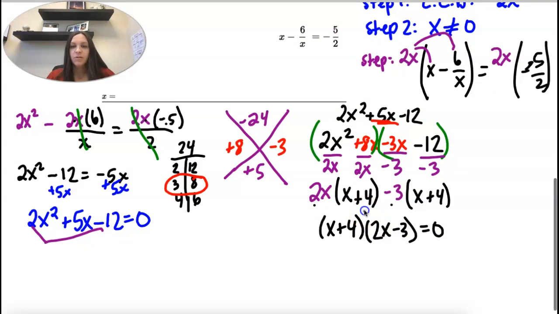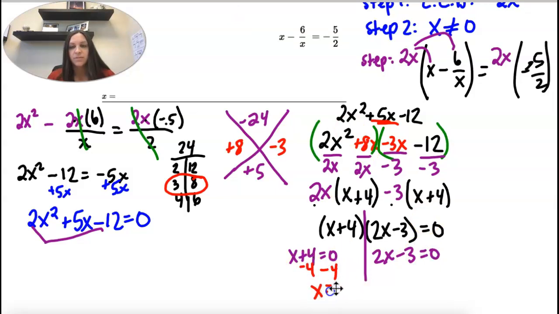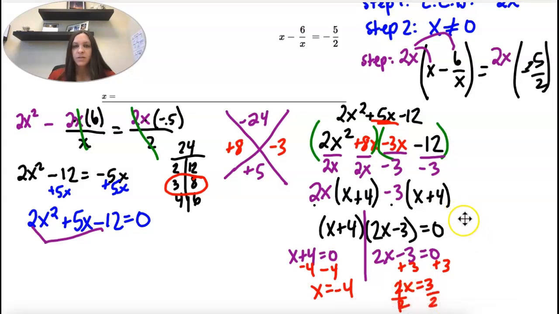So now to solve, we set each factor equal to 0. And we solve. So minus 4, plus 3 divided by 2. So I have x equals -4 and 3/2.